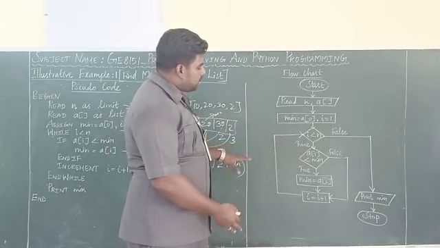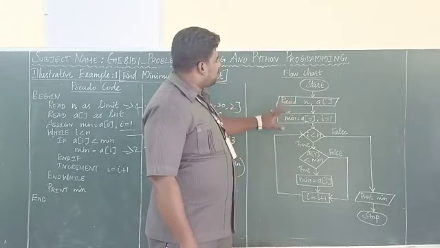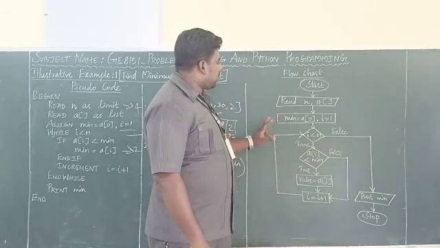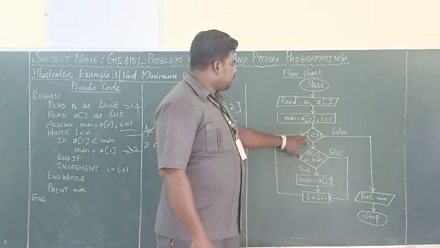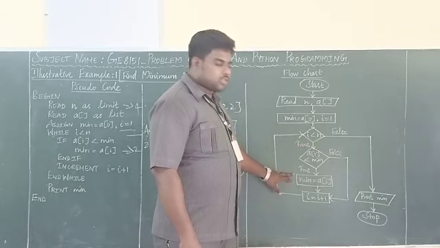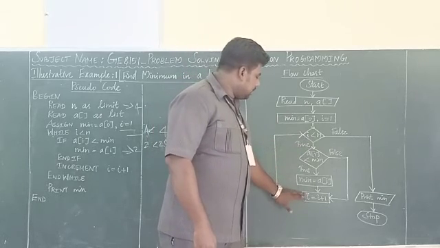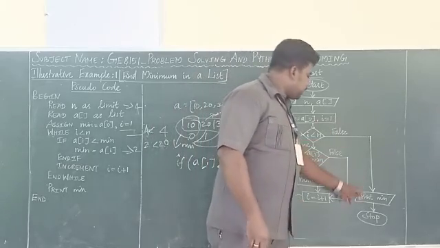The same logic is used here: for start, the terminal symbol; for getting the input, the parallelogram; for processing, the rectangle symbol; for checking the loop and if, the diamond symbol; again assignment, a process symbol; again here increment, it's also a process symbol; then print min.